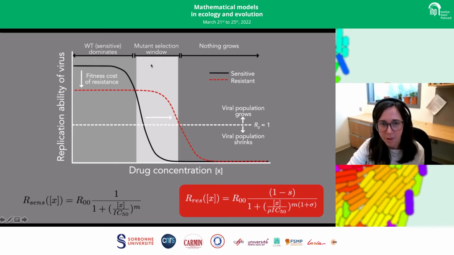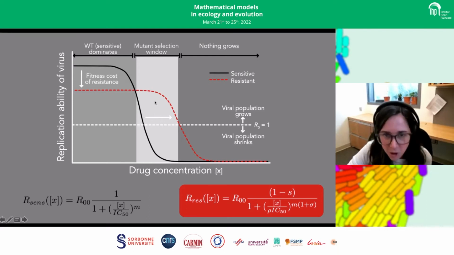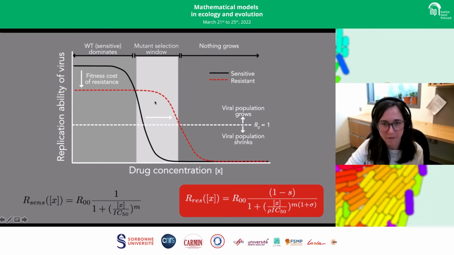And it's really this intermediate mutant selection window that we need to be worried about, because this tells us that this is a place where the wild type is either not going to be able to grow, or will not be able to grow as fast as the drug resistant type. And it's this particular window that we need to be worried about in terms of thinking about drug resistance evolution.